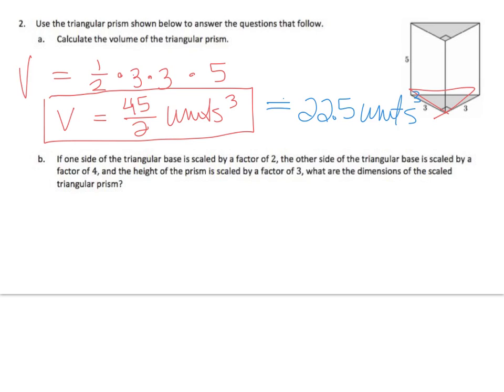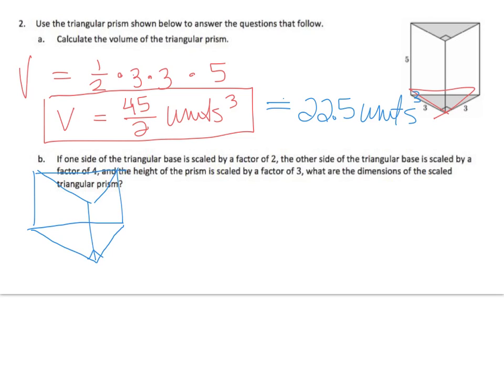If one side of the triangular base is scaled by a factor of 2, the other side of the triangular base is scaled by a factor of 4, and the height of the prism is scaled by a factor of 3, what are the dimensions of the scaled triangular prism? So that's a right angle, and then we're coming straight up. So we have our original triangular prism.